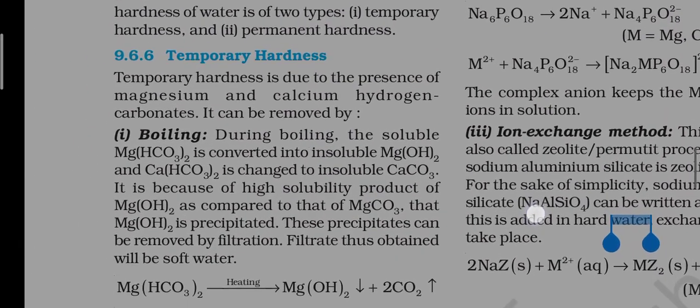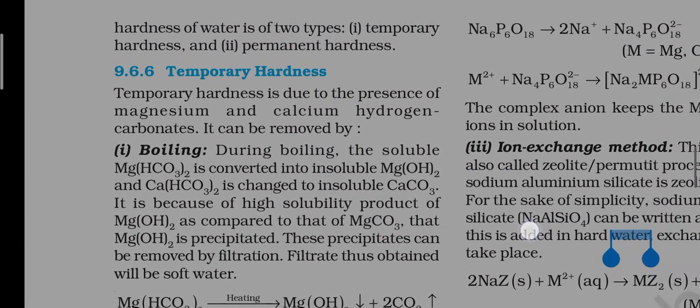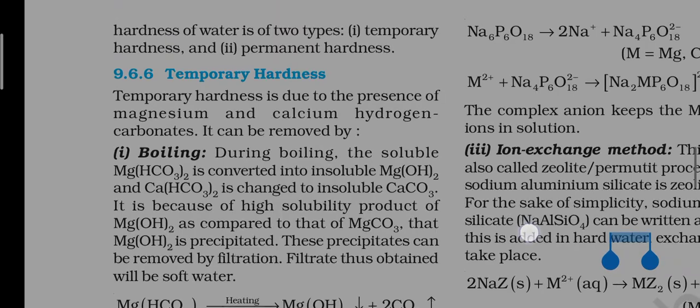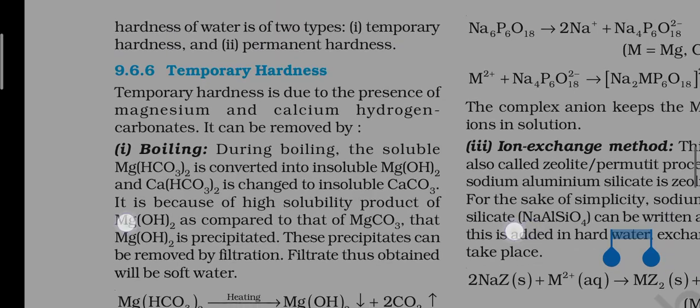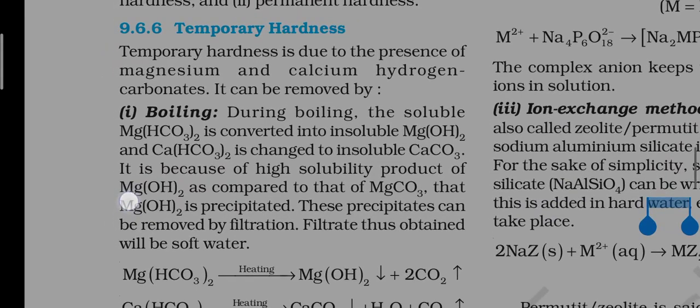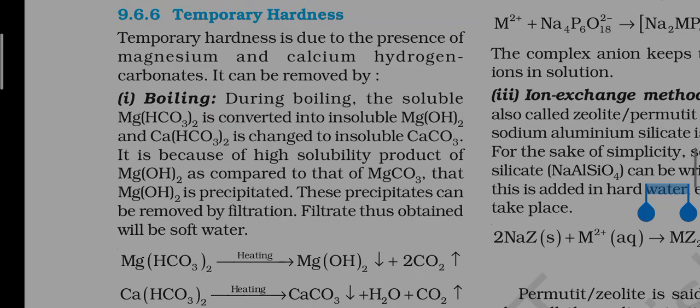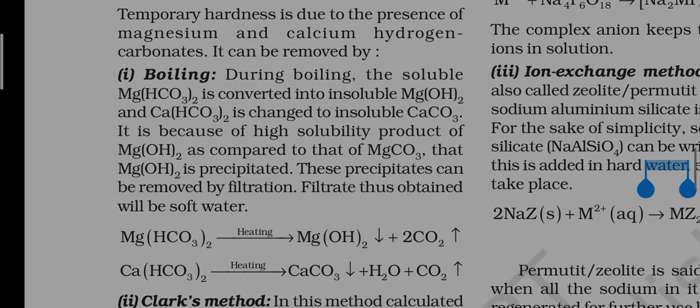Next is temporary hardness. Water hardness is of two types, permanent hardness and temporary hardness. Firstly, we will read about temporary hardness. It is due to the presence of magnesium and calcium hydrogen carbonates. It can be removed by boiling.